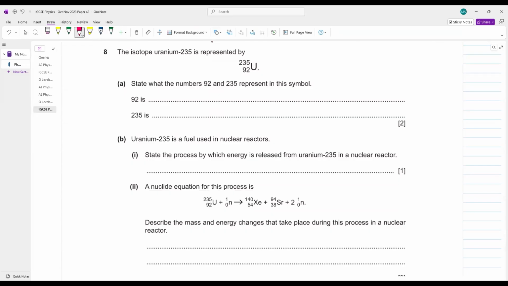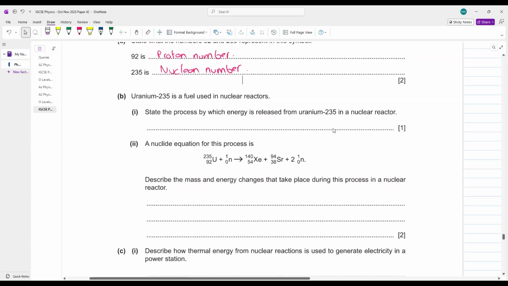The isotope uranium 235 is represented by this. State what the numbers 92 and 235 represent. 92 is the proton number. It represents the number of protons in the nucleus. Now, what is 235? It is the nucleon number. It represents the number of nucleons in the nucleus.